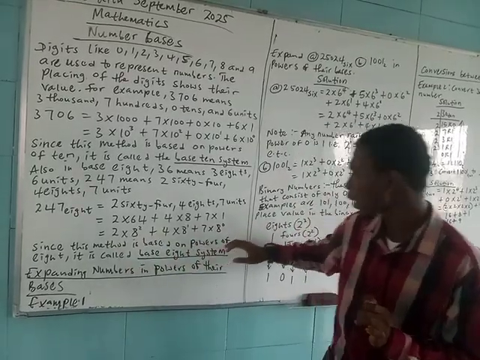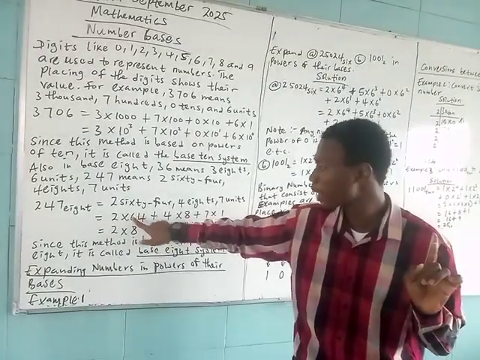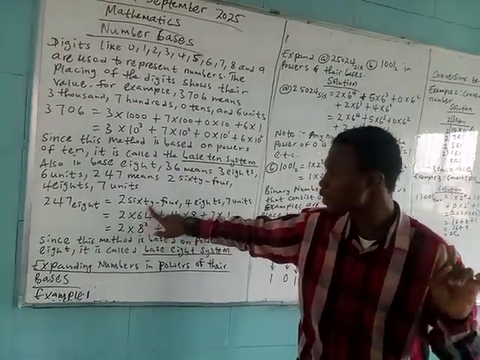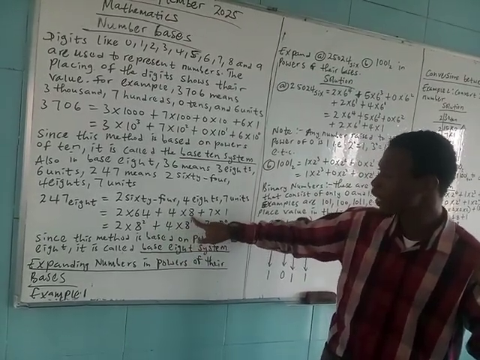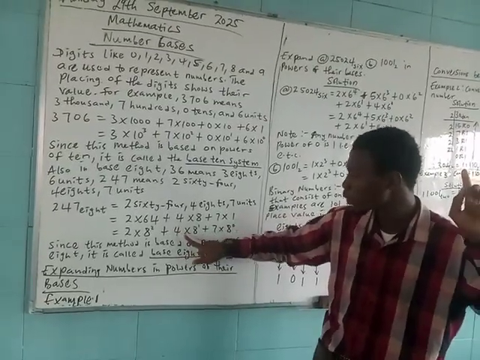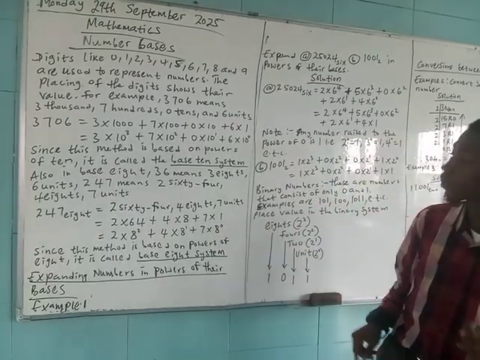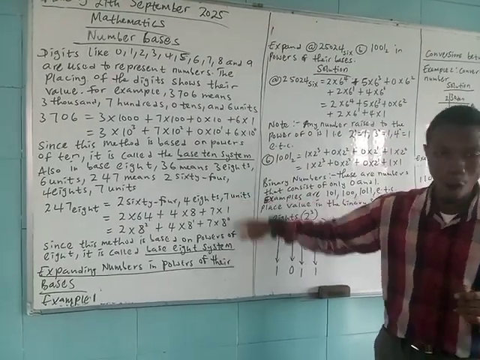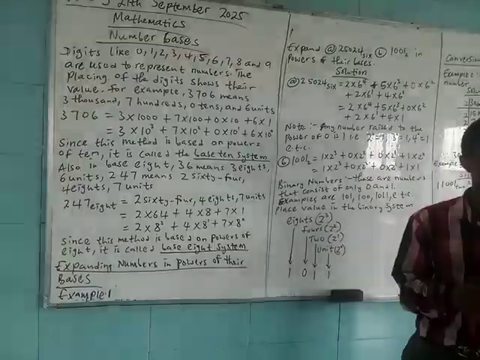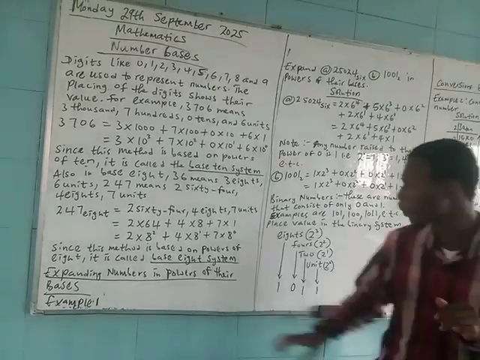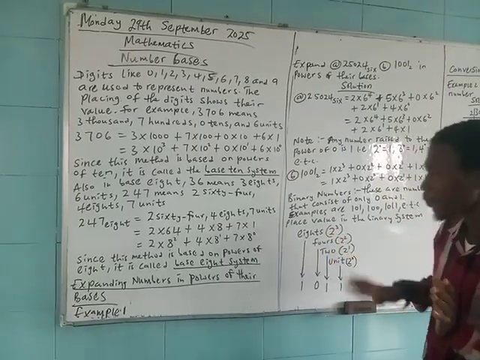So in this case, we observe that 2 times 8 raised to the power 2, from what I explained, 8 raised to the power 2 is 64. That's 8 times 8. 4 times 8 raised to the power 1. Then we also have 7 times 8 raised to the power 0. 8 raised to the power 0 is equal to 1, from what I said before, that any number to the power of 0 is 1. So this 8 raised to the power 0 is the same as 1.